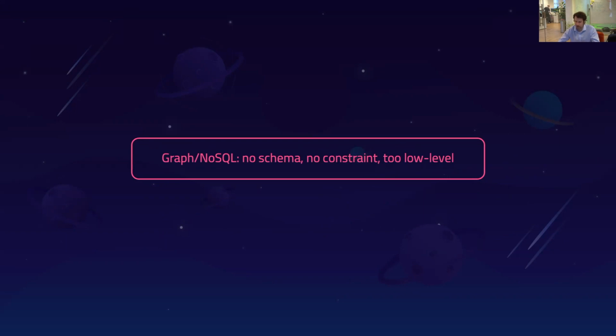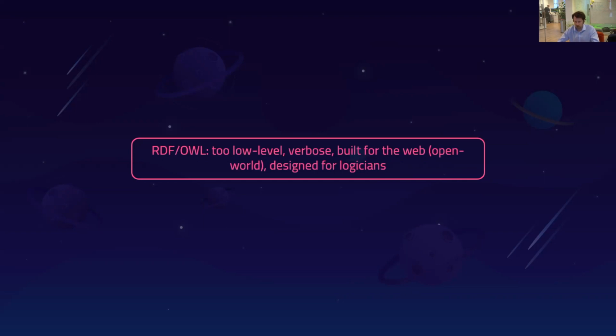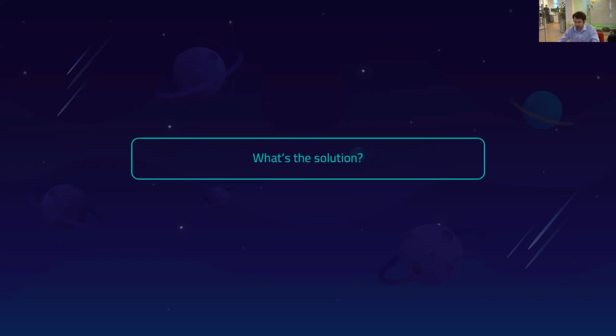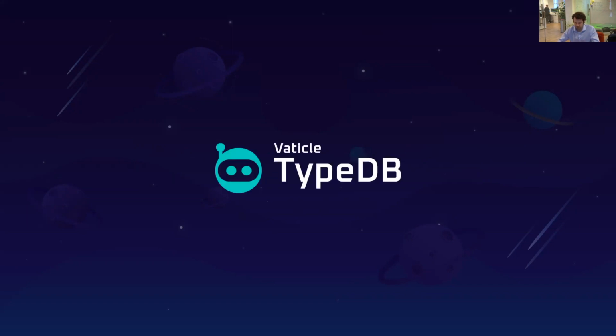And then finally, RDF and OWL for those who come from that space. We also consider that to be too low level, verbose, and ultimately built for the web using open world assumptions and designed for logicians. So what we see is that current database languages are really too low level to handle complexity. And so the solution that we're proposing is TypeDB.